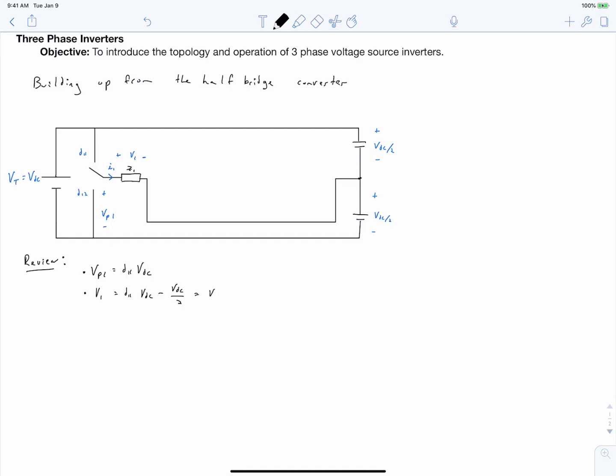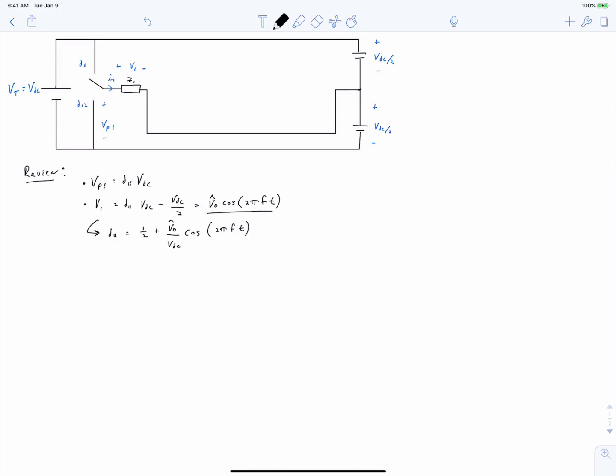And since this is an inverter, we desire for this to be an AC signal. And if we solve this for our duty ratio, we get the following. Where we had previously noted that this quantity right here is our modulation index, M. And so we can finally write V1 in terms of the modulation index. Where you'll recall that M was allowed to vary between 0 and 0.5.